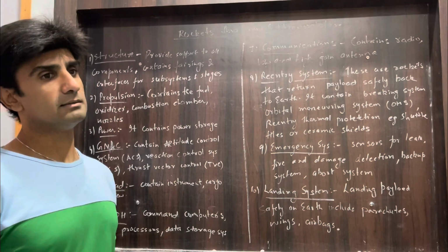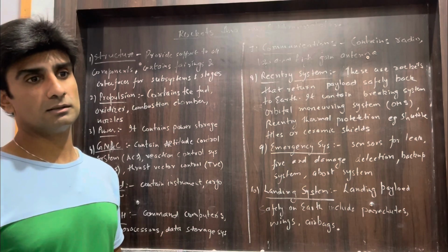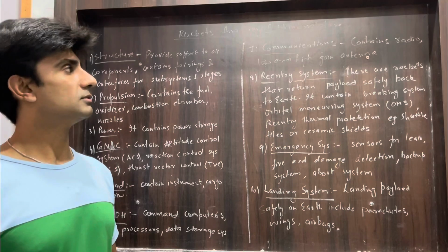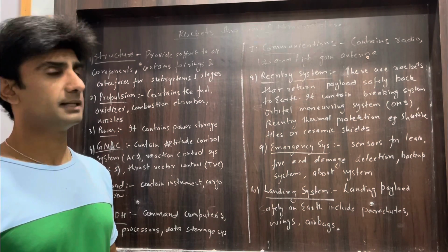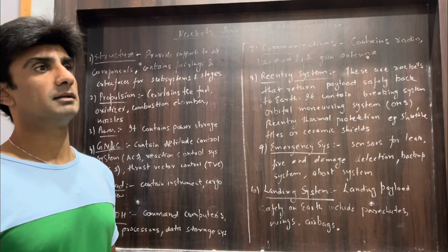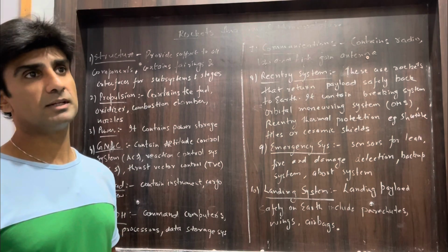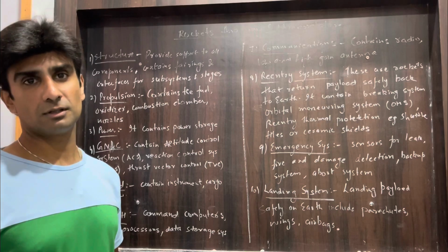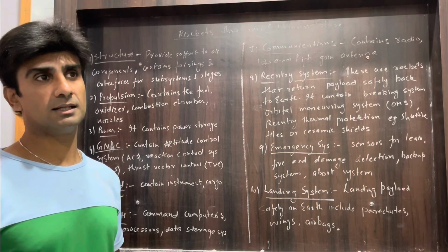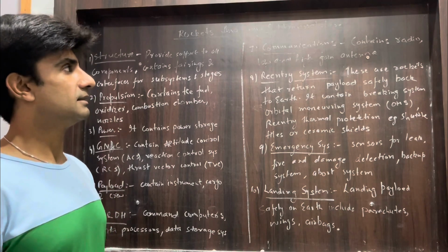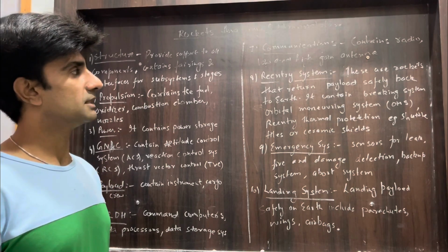Communications is the way the ground staff communicate with the rocket. So it includes radio, low and high gain antennas because they are going into outer space. So we cannot communicate them via telephone or WhatsApp, something like that. So these are the antennas, special antenna designed for communication purposes.